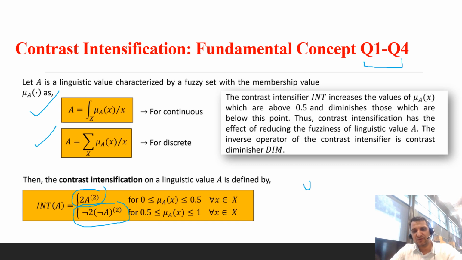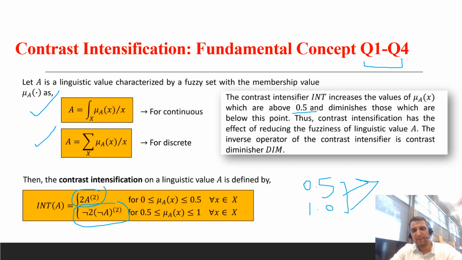But when its value is 0.5 or 1, then for the new set, the value will remain the same. So this is a very important concept. The contrast intensifier increases the value of mu A(x) which are above 0.5, right?